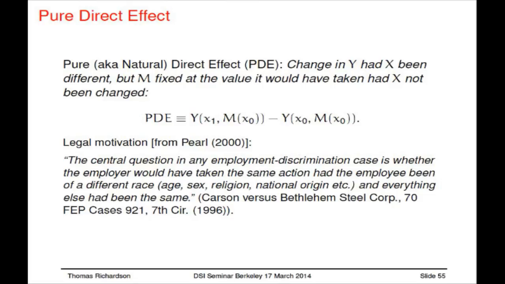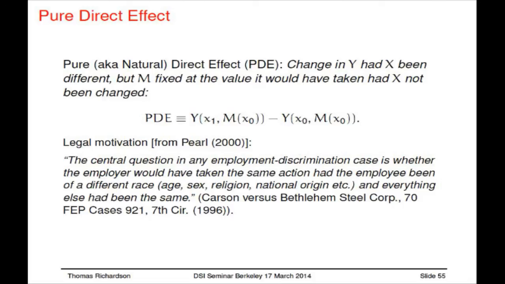The central question in any employment discrimination case is whether the employer would have taken the same action had the employee been of a different race, age, sex, religion, national origin, and everything else had been the same. So the idea is that X is, say, your gender, M are your qualifications, and this is what we actually saw. You had a particular gender, you had these qualifications, and this was the employment decision. And the question is, if your qualifications had been the same as they actually were, but now we changed your gender, would there have been a different employment decision? And if there would have been, then there was discrimination. Okay, so that's what this quantity is here, right?